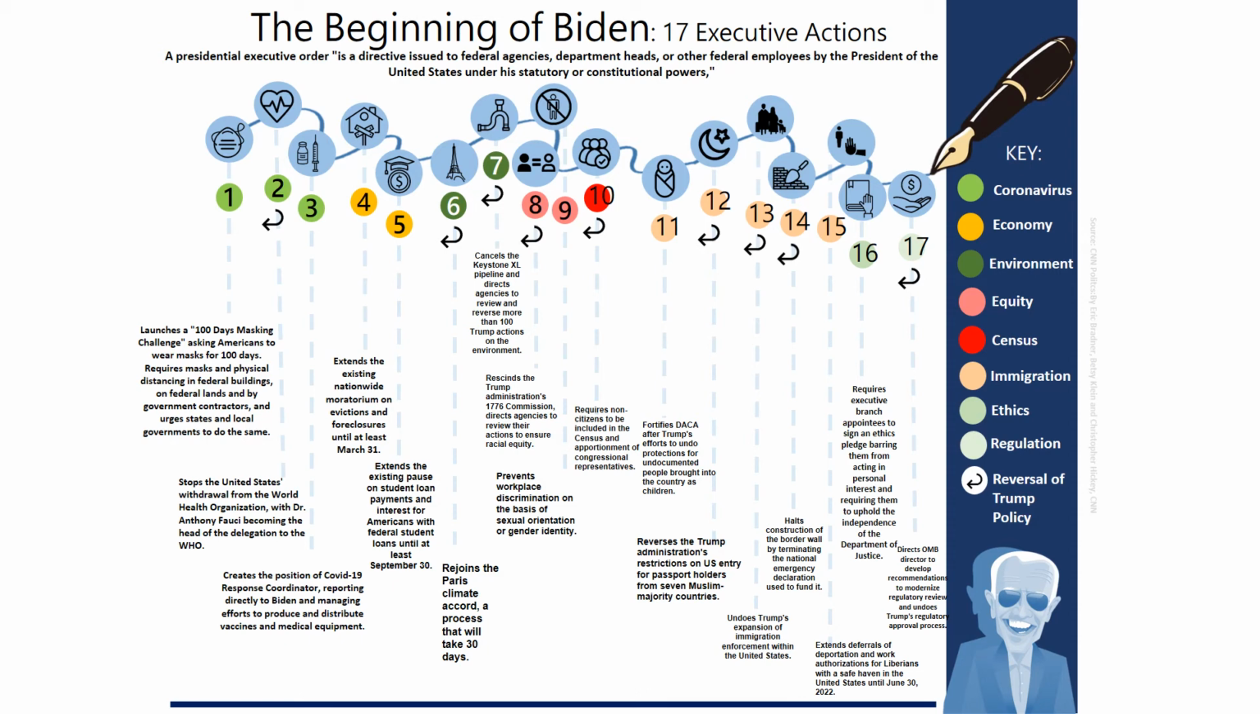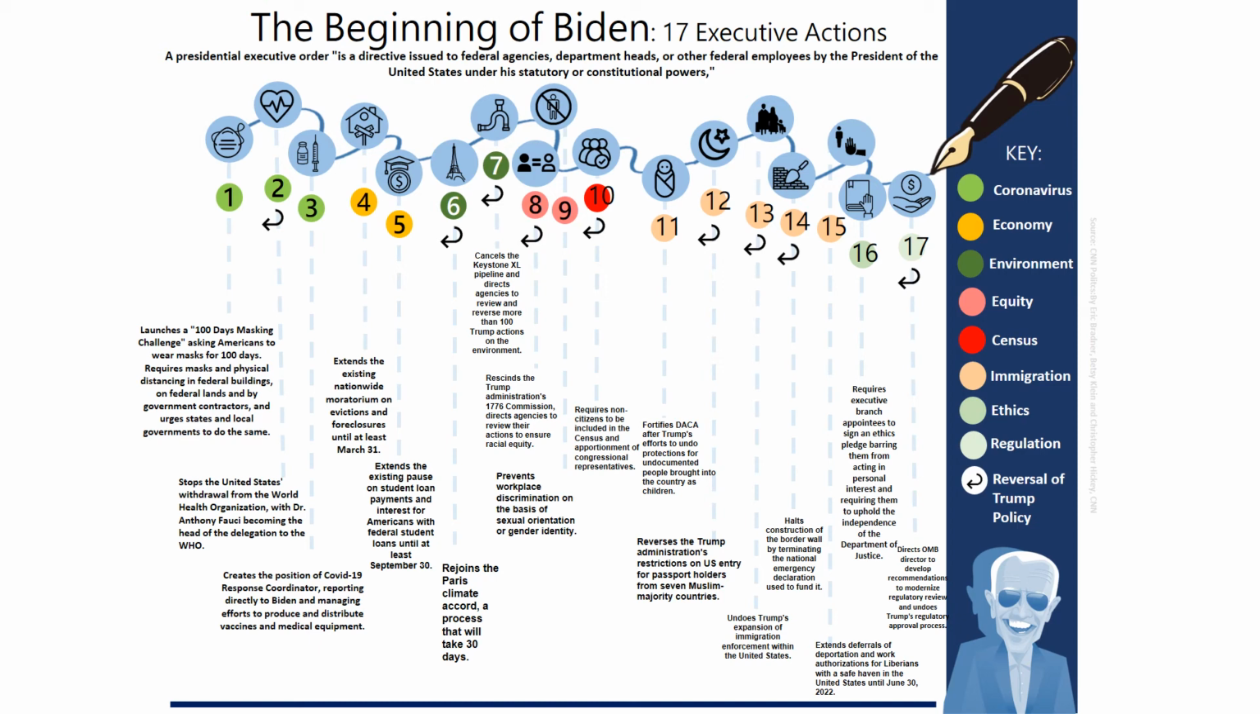So Joe Biden is quite big on tackling climate change, so he has decided to rejoin the Paris Climate Agreement. He's also cancelled the Keystone XL pipeline and directed agencies to review and reverse more than 100 Trump actions on the environment. So quite a change there as well.